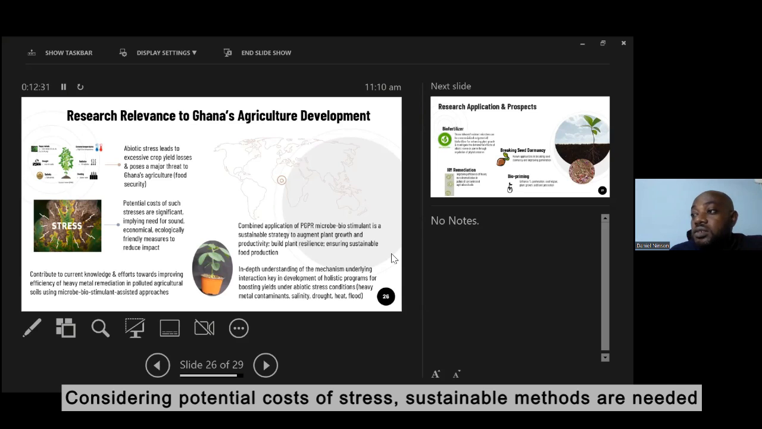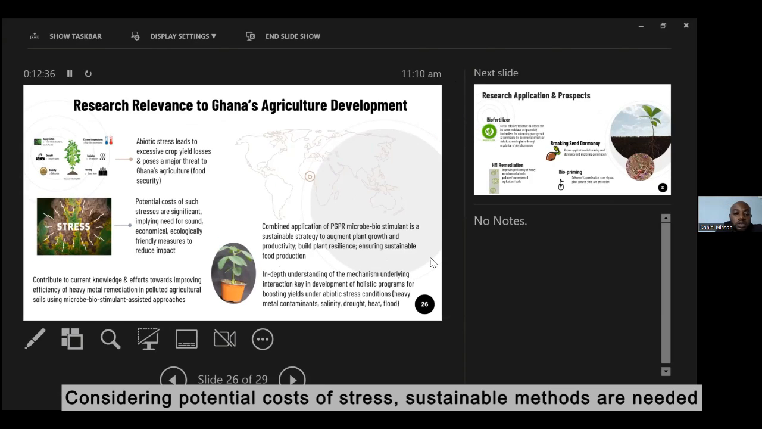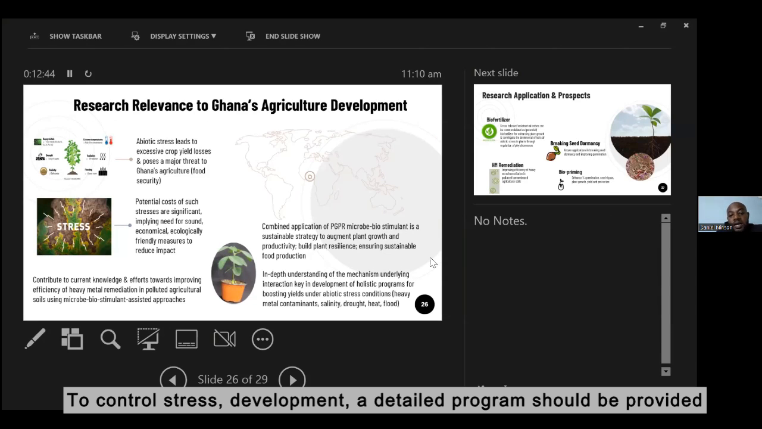There's therefore the need to look for more sustainable approaches to that. The results of this show that yes, this is possible. It's something that research could look into and develop further. So the in-depth understanding of how this actually works, from stress development to mitigation, will underlie the development of detailed programs that will help boost crop productivity, even under the various abiotic stress conditions, as I have mentioned earlier.